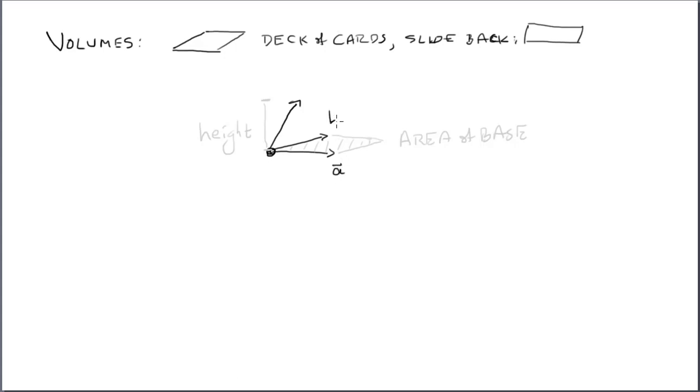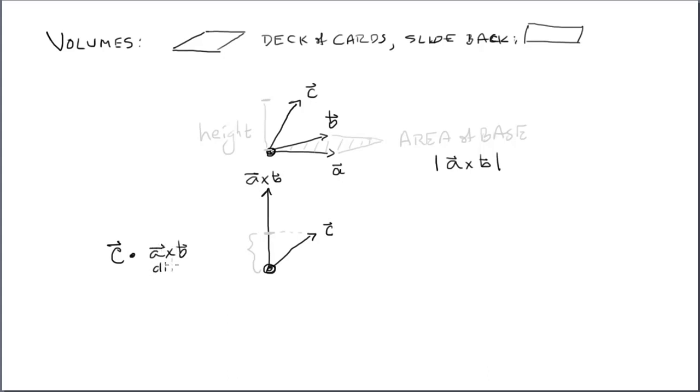Labeling my vectors, A and B, then the area is the length of their cross product. To get our height, we'll look at our slant vector, our vector C, and our cross product vector is in the direction we want. It's the perpendicular direction. So the height is the dot product with C against the A cross B direction. The direction vector, of course, is the unit vector, so just the vector divided by its length.